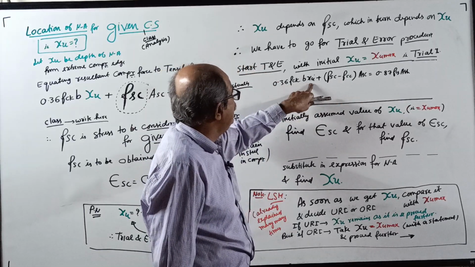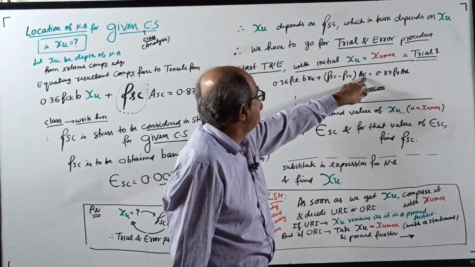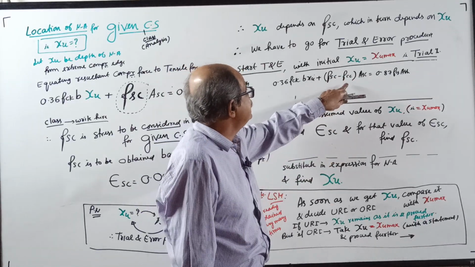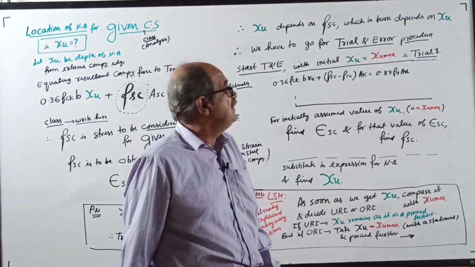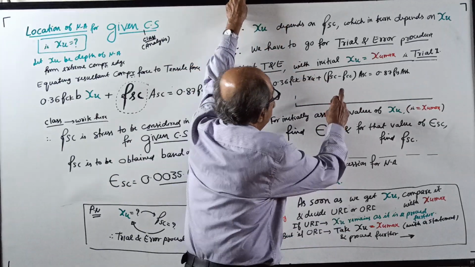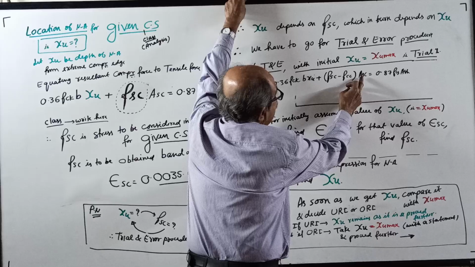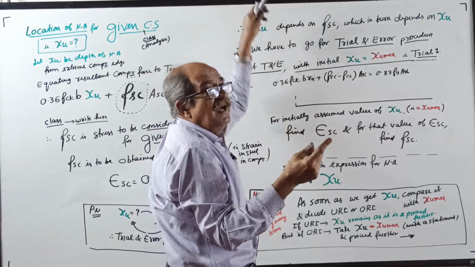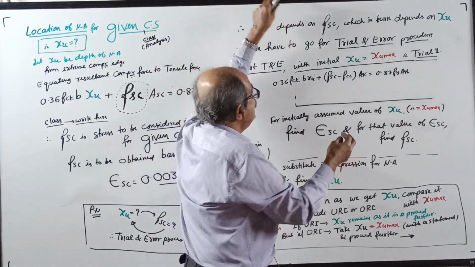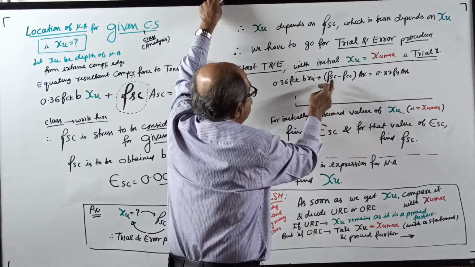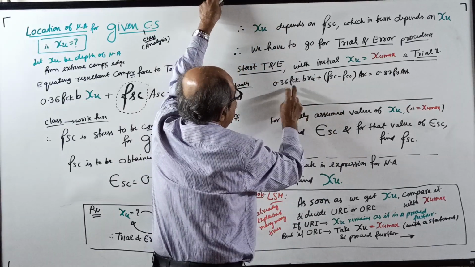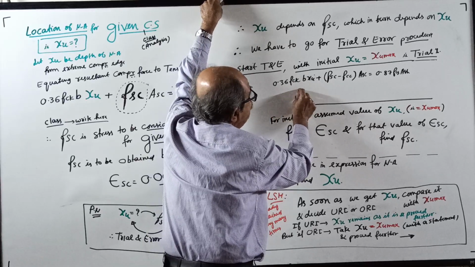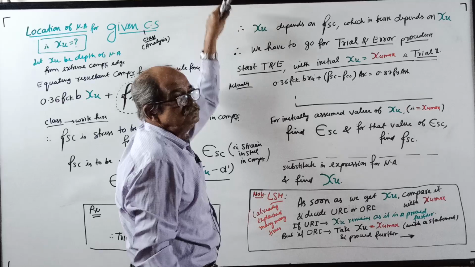0.36 FCK BXU plus FSC ASC minus FCC ASC. FCC is the stress in concrete at the level of the steel. So when you, this will give you what? Area of steel, where that much area of concrete is lost into stress, will give you, see this will come this side. So it will become 0.36 FCK BXU minus FCC into ASC equals so and so.